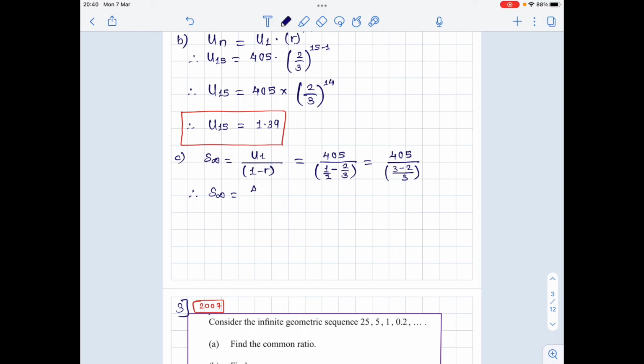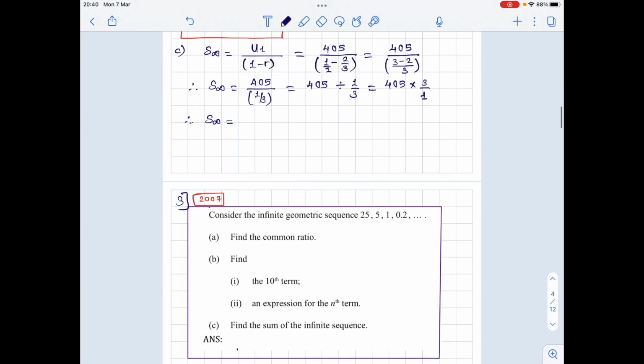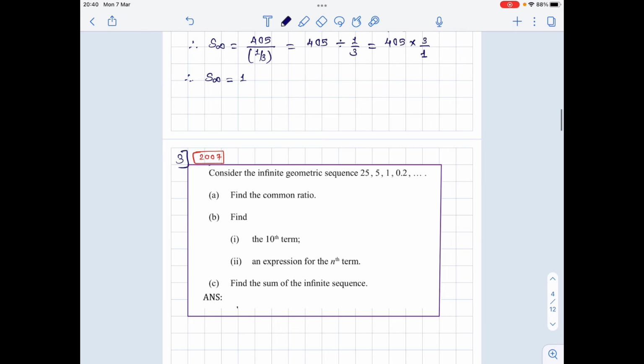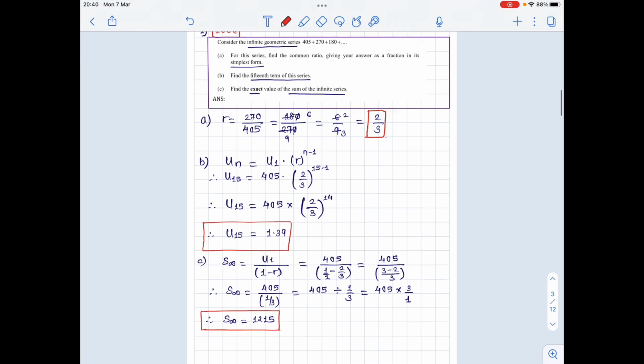So S infinity is equal to 405 over 3 minus 2 is 1 over 3, which is 405 divided by 1 over 3, which is 405 times 3 over 1, because you convert division into multiplication. So your final answer S infinity is equal to 405 times 3 divided by 1, which is 1215. This is the answer of the second part.